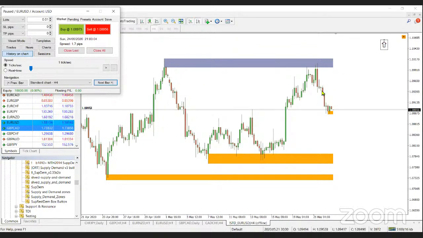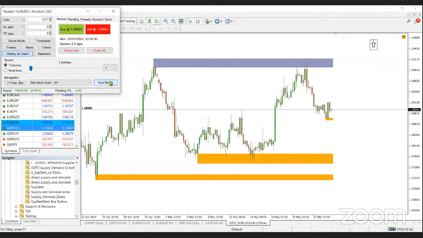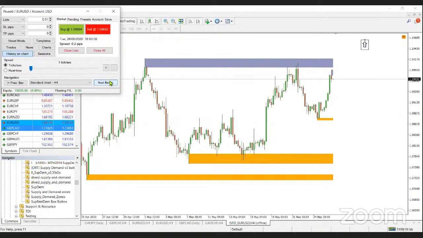And it got rejected very nicely, and this would be a bearish engulfing bar. All right, so a retouch would be a good way to trade.